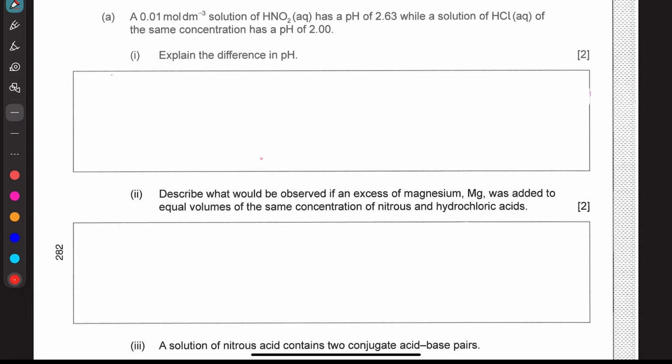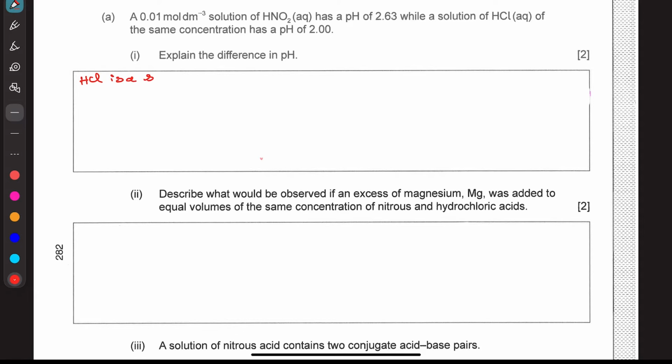HNO2 will not dissociate 100%. What happens is only a few of the molecules will dissociate. So it will have a lesser concentration of H plus as compared to HCl. And that's exactly why its pH will be higher. So let's write it down.